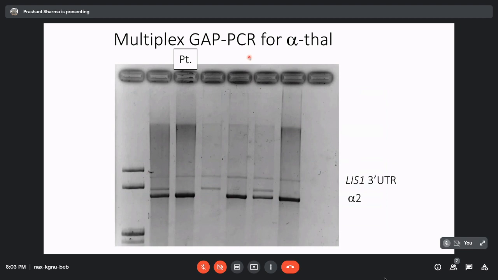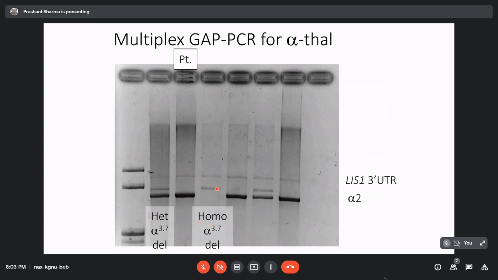For this, we then went ahead and did the multiplex gap PCR. In the patient, we got the LIS band as well as the alpha 2 band, so the multiplex gap PCR was normal. So what's going on? He doesn't seem to have those 8 common alpha thalassemia deletions, but he has HbH. Just to remember, this is a heterozygous alpha 3.7, where the band comes. His parents were also normal. And this was the homozygous.